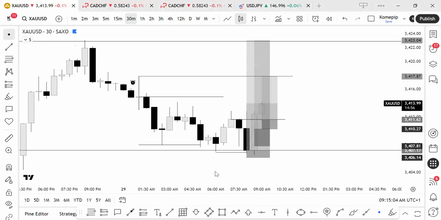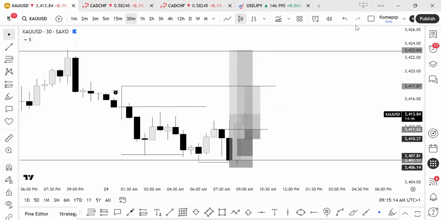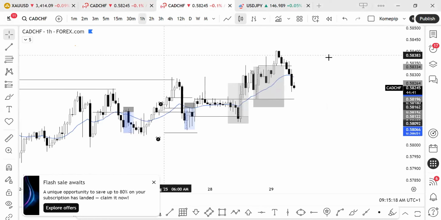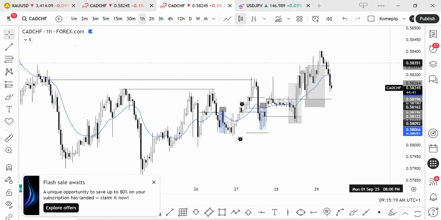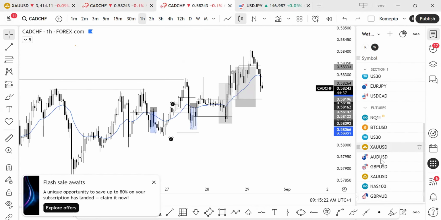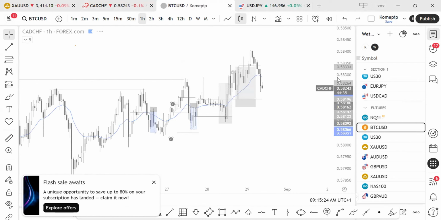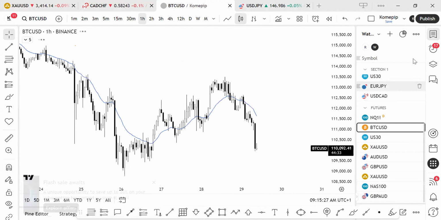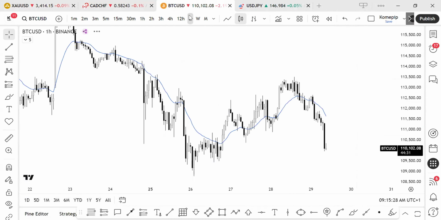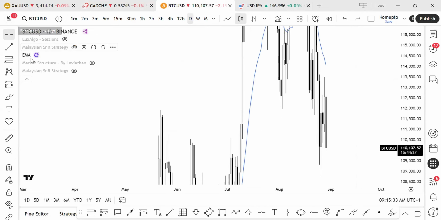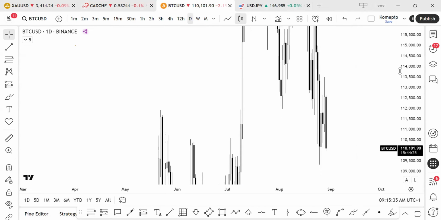Okay, someone is asking about BTC. Well, I really don't want to analyze, but if that's what you want, let's check BTC. Okay. So first thing first is we need to come to the daily time frame. All right. Need to come to the daily time frame.